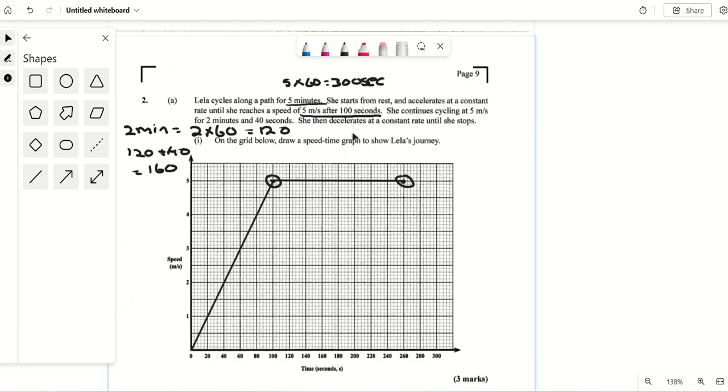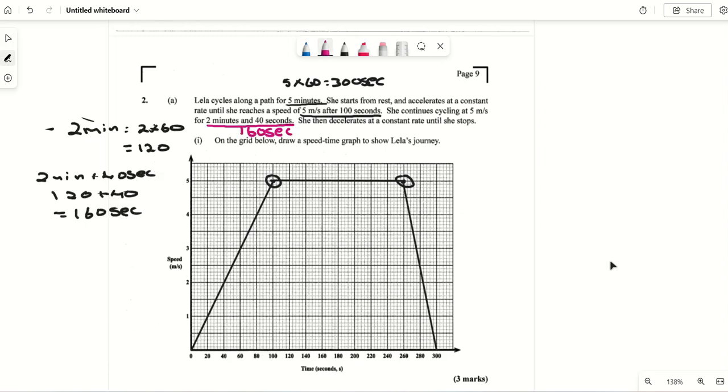Then they said she decelerates at a constant rate until she stops. If she stops, that means that her speed is 0. So we are going from where she's going at a constant speed to 300, because the total journey took 300. It is going to stop at this point right here. This point is 300, after 5 minutes, which is 300 seconds, and she immediately stops. So this here would be your graph to show her journey.